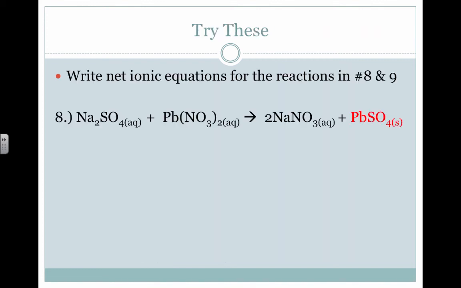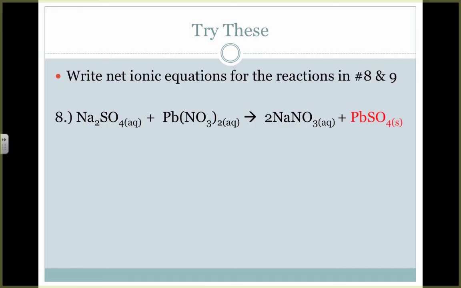Let's try writing net ionic equations. We'll do number 8 together, then you can pause the video and try number 9 on your own. The easiest way to write a net ionic equation is to begin with the solid that the equation forms. So we have lead sulfate. Then we can just add as our reactants the ions making up lead sulfate, which are Pb2+, aqueous, and sulfate, SO4 2-, aqueous. This is balanced as written, so we don't need to do anything further. Notice that we have not included sodium or nitrate because these are both spectator ions.